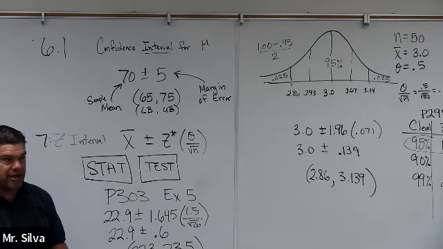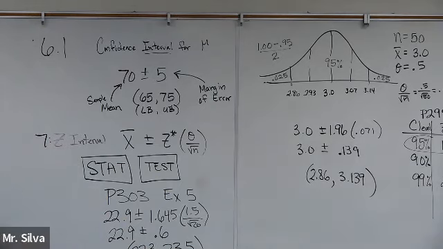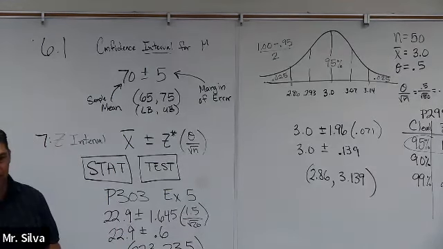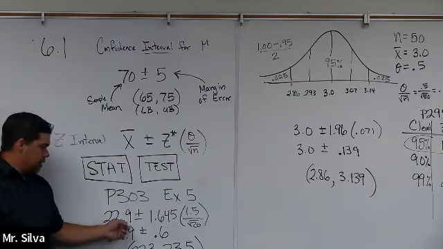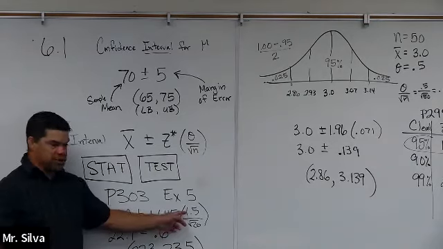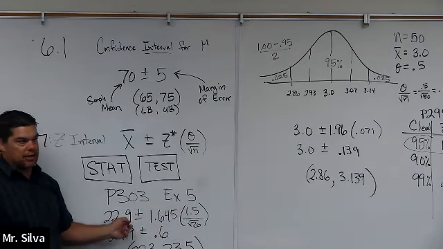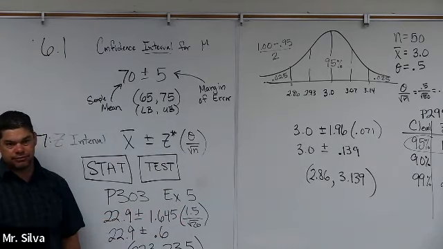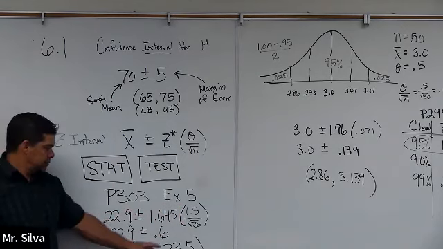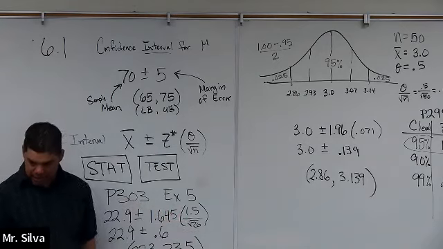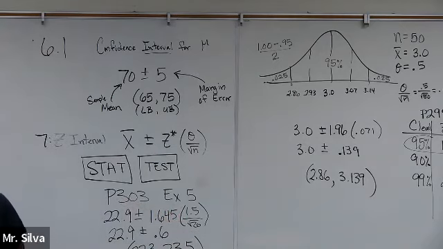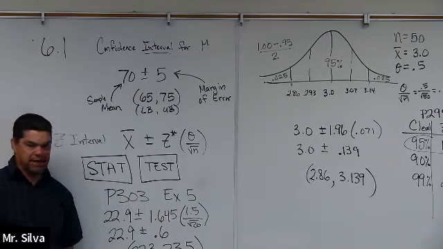Anybody having trouble with the calculator? Anybody stuck? Yeah. 0.9. Population standard deviation was 1.5. Sample mean was 22.9. The C level is 0.9. N is 20. 20 students in a random sample of 20 students.